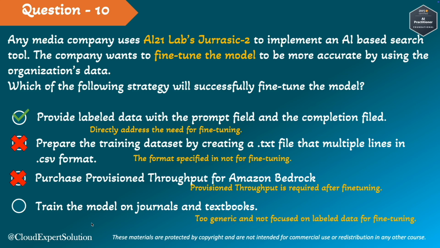This is too general and not focused on label data or fine tuning. Hence, this is also not the correct option for us. And that leads to provide label data with the prompt field and the completion field. This is the correct option because these are the correct attributes that should be present in the .json format of the sample data.